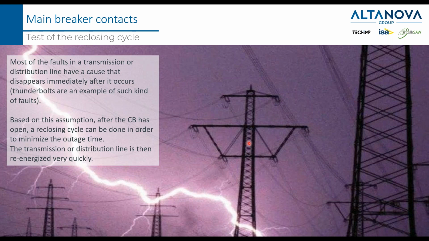So based on this assumption, after the circuit breaker opens, why not try to reclose in order to reduce the time for the line to be de-energized? And we know that if a line is de-energized, this creates a problem in the network. So if there is no reason to keep the transmission or distribution line open, one attempt to close is necessary.